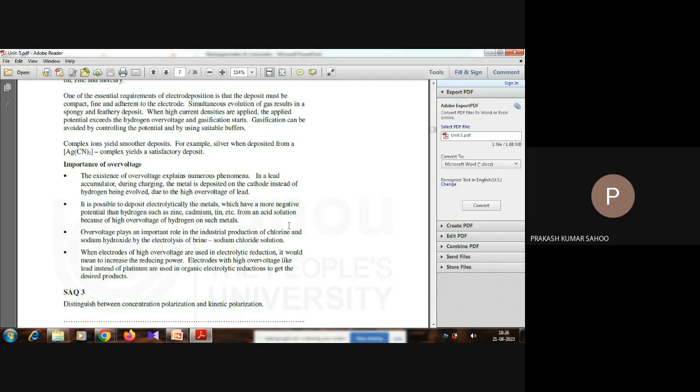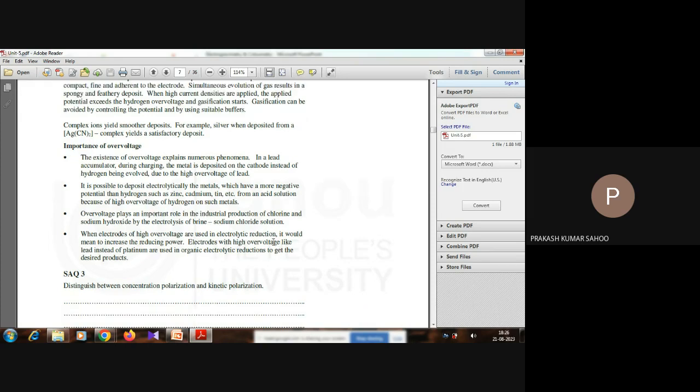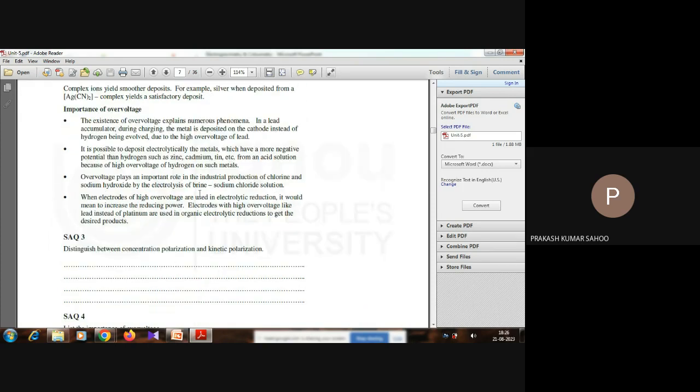the traditional or regular mechanism will be reversed when an overvoltage situation happens. That which gets deposited at the cathode will be evolved at the anode, and which are evolved at the anode will be deposited at the cathode due to overvoltage. Overvoltage plays an important role in the industrial production of chlorine and sodium hydroxide by the electrolysis of brine, sodium chloride solution.